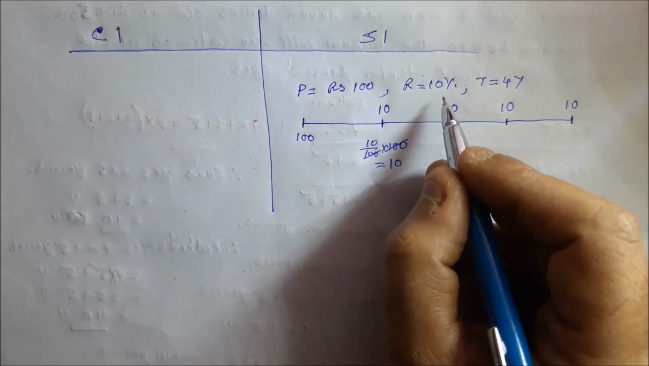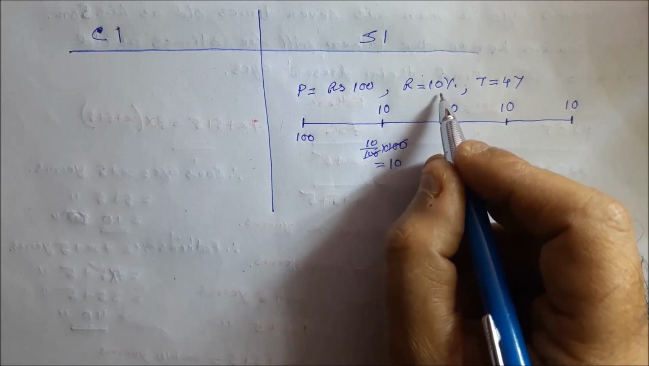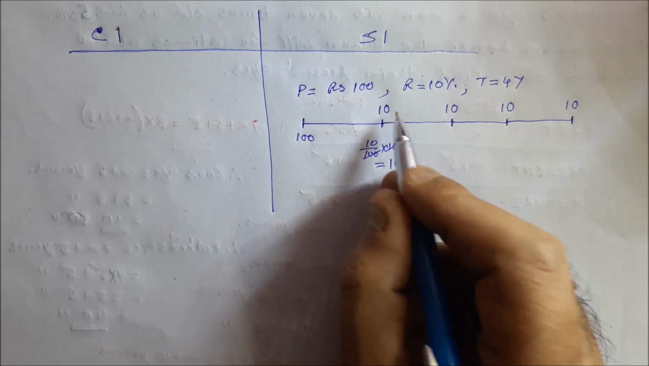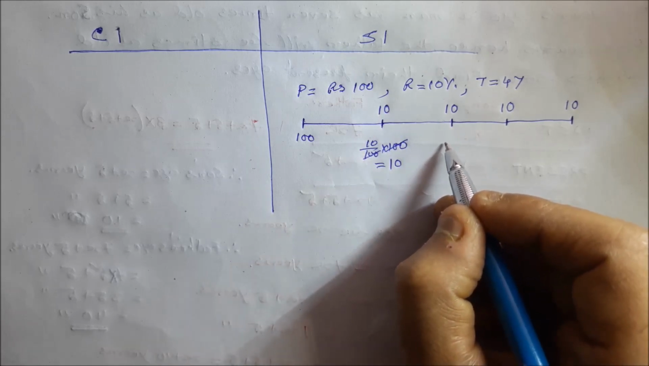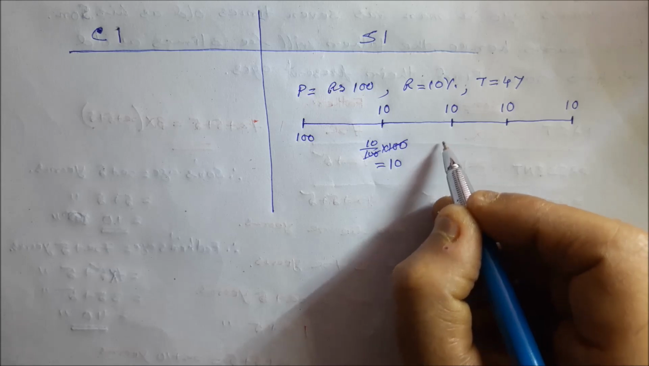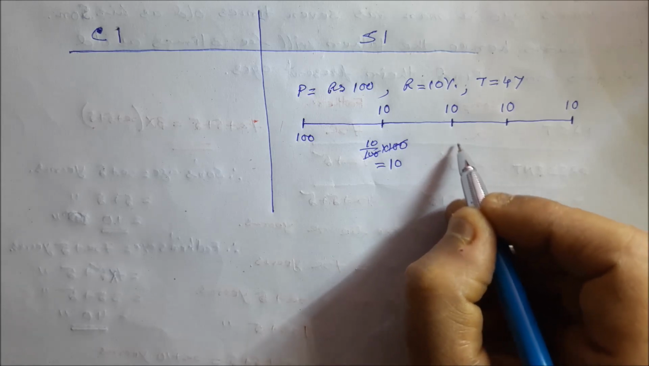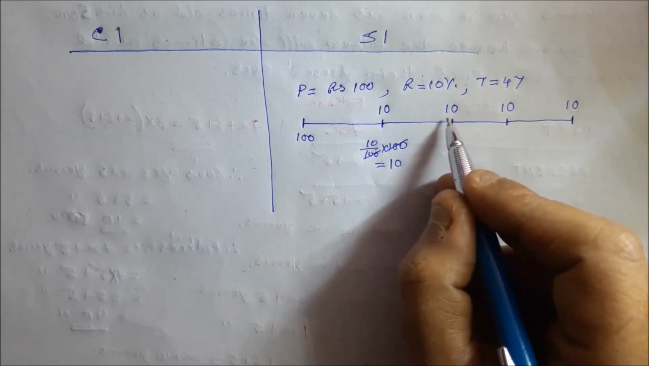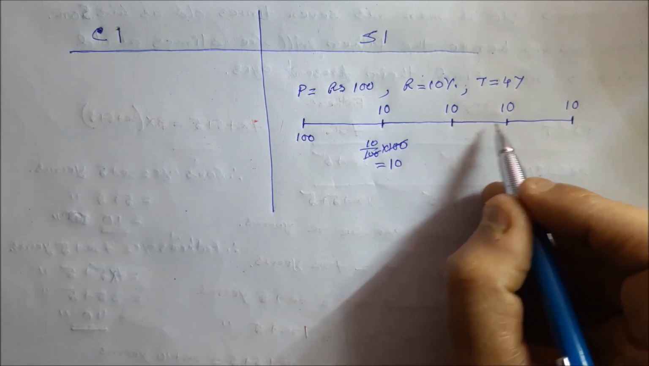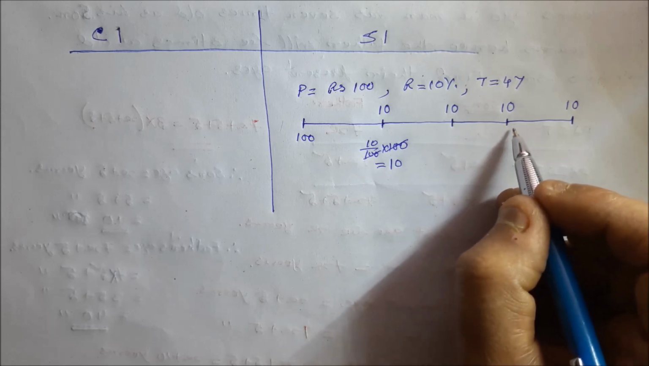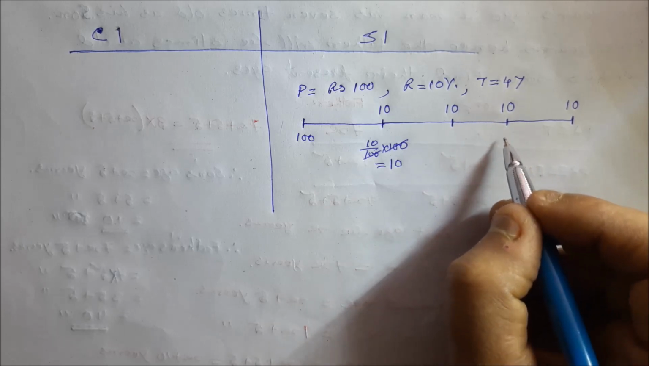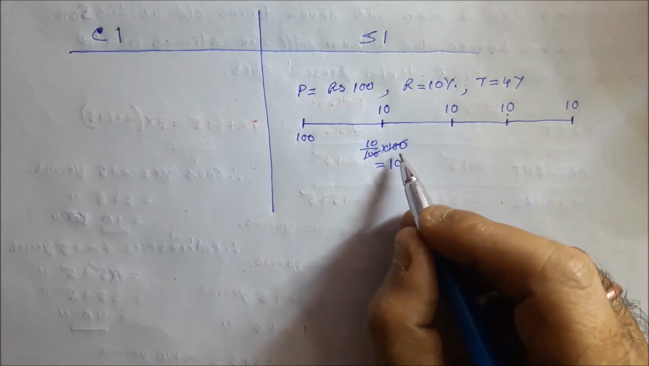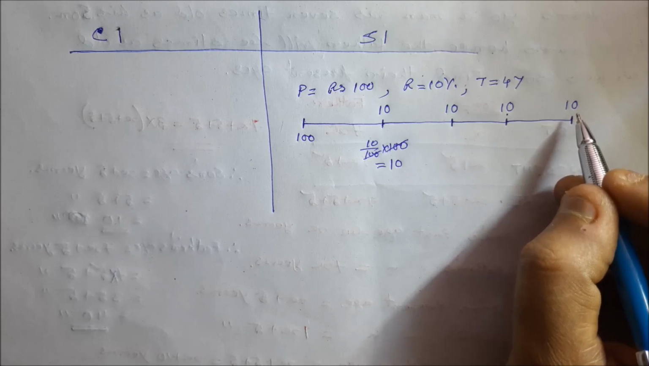Actually, in this concept, the bank is providing you 10% interest after every year. So after the first year, 10% of 100 means that is 10. And after the second year, the bank also will give you 10%. So 10% of 100, but I have not calculated that particular thing because that has been already calculated. So that's why I have written 10 over here. Then after the third year, again the bank will give you 10% interest on 100 rupees. So again 10% of 100, that means 10 rupees. And after the fourth year, again 10% of 100, that means 10 rupees will be given.